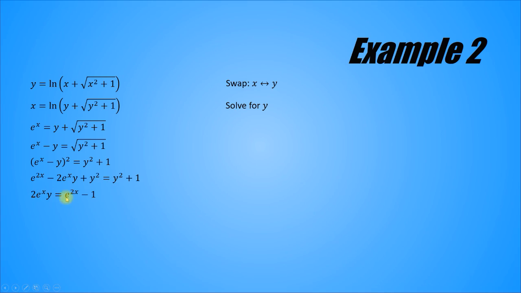2e^(xy) = e^(2x) - 1. And we can solve this for y by multiplying through by e^(-x) and dividing by 2 to get this: y = (e^x - e^(-x))/2. Now I want to point something out. This is the hyperbolic sine function, which means that our integrand is the inverse hyperbolic sine function.